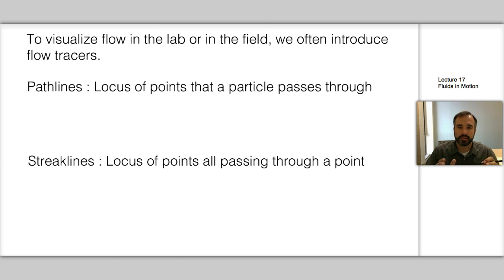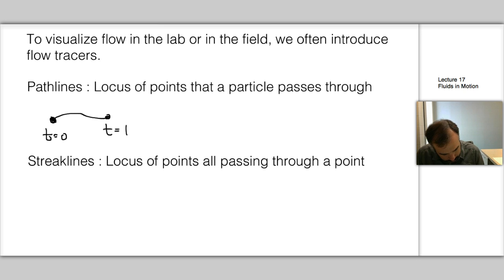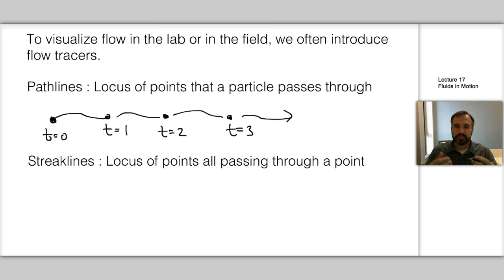Path lines are a locus of points that a particle passes through. Let me draw that graphically for you. So that looks like this. If we have a particle here at t equal to 0, and we follow that particle and it goes here, and at t1 it's here, and then at t2 it's here, and t3 it's here, and so on. And we connect all those dots together. That's a path line. It's the path that the particle followed in the flow.